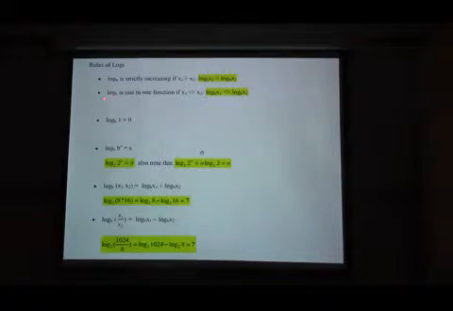Okay, log b is what we call a one-to-one function. A one-to-one function says if x1 is not equal to x2, then the logs of x1 and x2 are different. It means that we do not have the same value for two particular x's. That's called a one-to-one function.